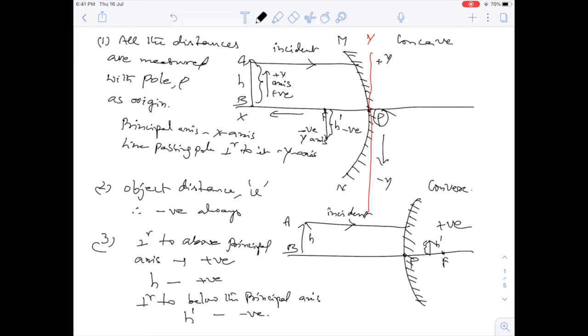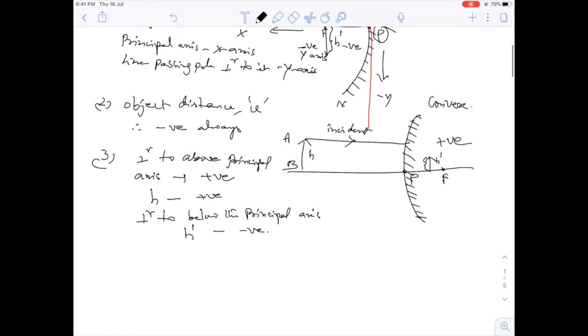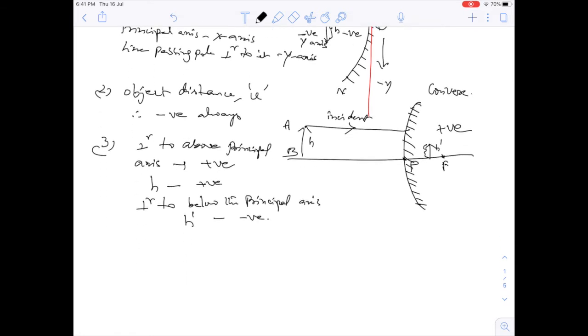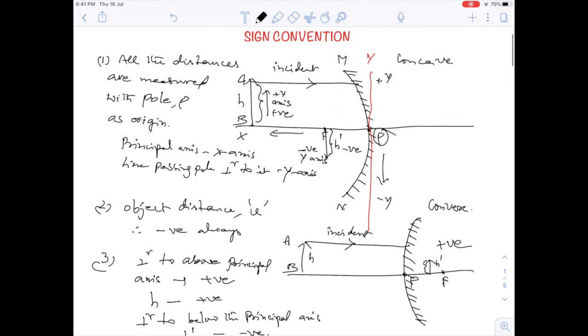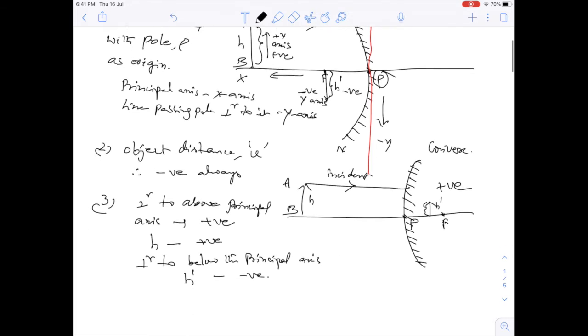So, what is the rule? All the distances measured perpendicular to the principal axis above are taken as positive, below are taken as negative. That means going along the y direction, above the principal axis is positive, and below the principal axis, in the negative y direction, is negative.